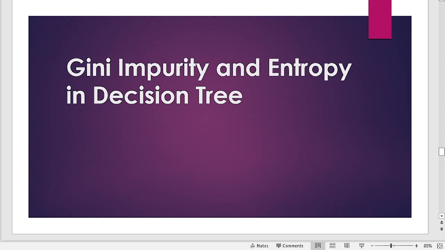Gini impurity and entropy in decision tree. Difference between Gini index and entropy. Gini index is the probability of misclassifying a randomly chosen element in a set, while entropy measures the amount of uncertainty or randomness in a set. The range of Gini index is 0 to 1 and the range of entropy is 0 to log of C, where C is the number of classes. Gini index is a linear measure, entropy is a logarithmic measure. Gini is less robust than entropy and entropy is more robust.